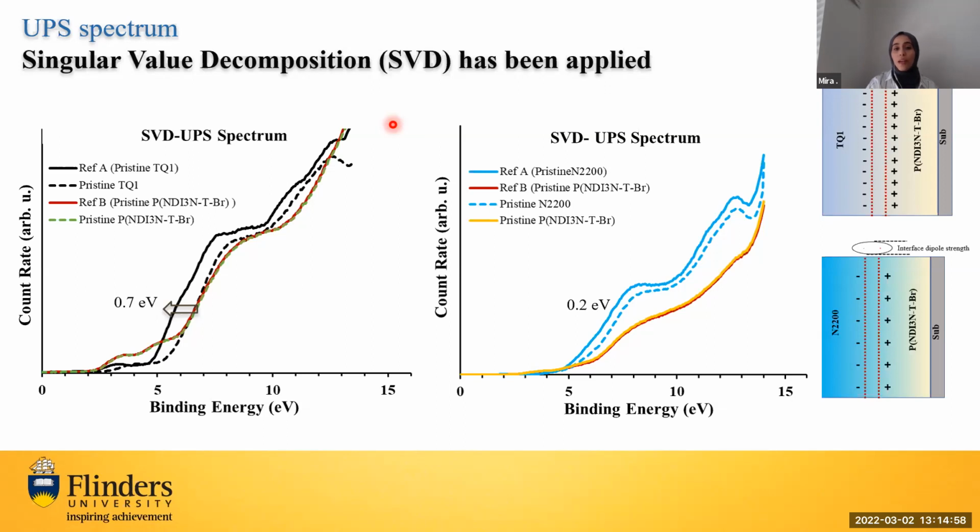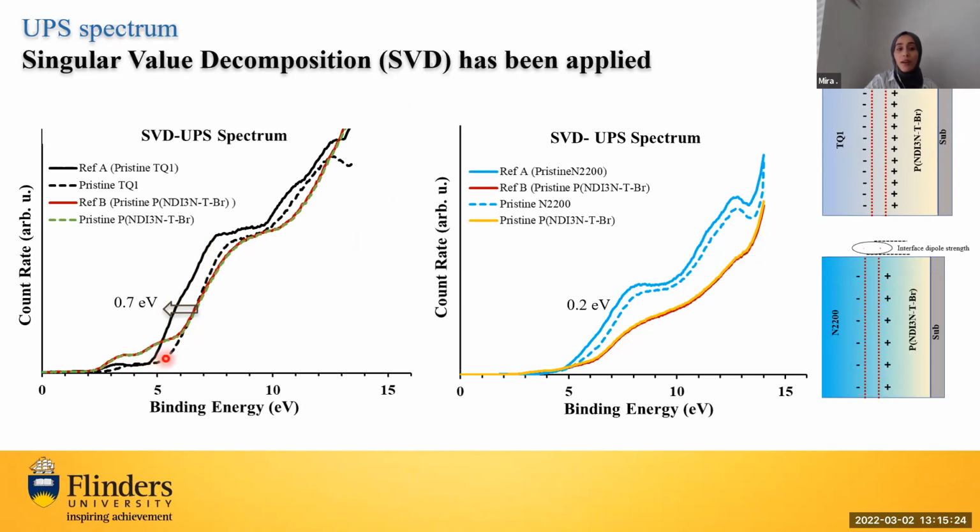What we found from this SVD algorithm, after using all the UPS spectra, is two references. The first component is reference A, which has exactly the same shape and features as TQ1, but shifted on the energy scale by around 0.7 electronvolts to lower binding energy.